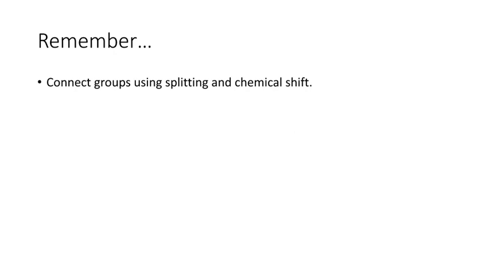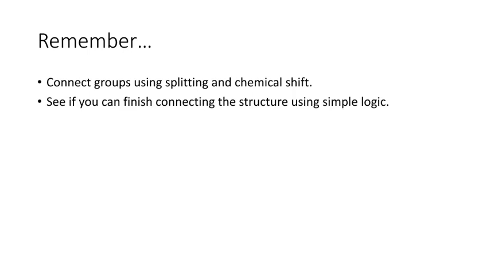Okay, now it's time to connect the groups using splitting and chemical shift. You don't have to connect all the groups, just whatever ones you see. A CH3 with a triplet, showing that it's next to a CH2, that sort of thing. A CH that's around 3.4, maybe that's connected to an oxygen, that sort of thing. These are hypotheses you're making. See if you can finish connecting the structure using simple logic.